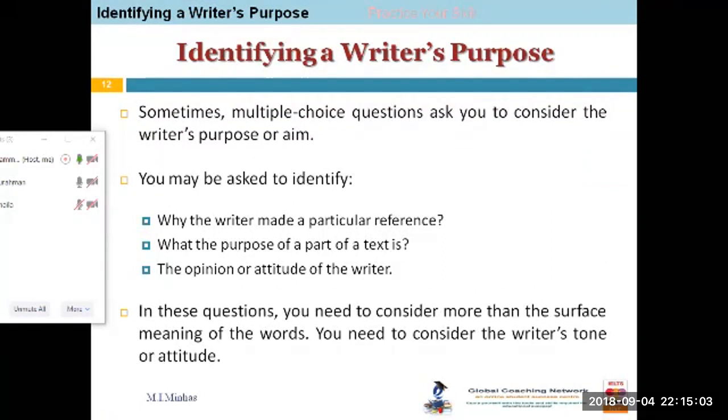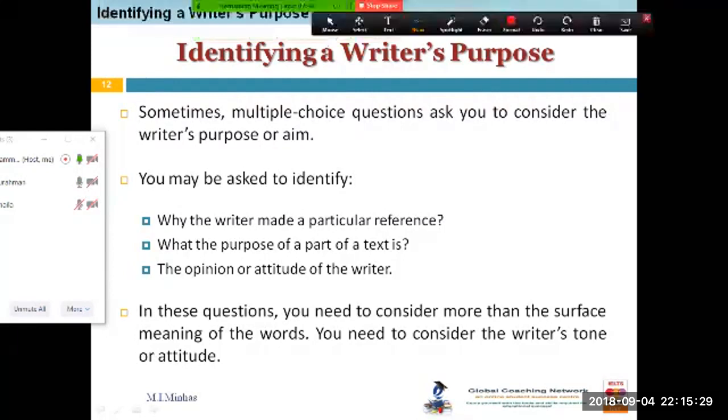Do you remember that? Yes, sir. Similarly, there was a passage in which it asked, what was the overall purpose of paragraph A? So sometimes multiple questions ask you to consider the writer's purpose or aim. You may be asked to identify why the writer made a particular reference. Like the same example I told you, what does the writer mean by the words writing on the wall? Why did he use this word? Or what the purpose of a part of the text is.